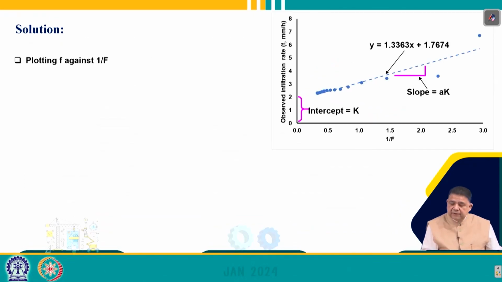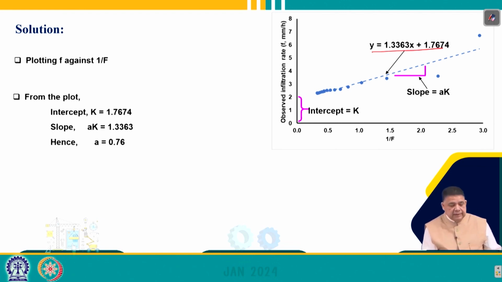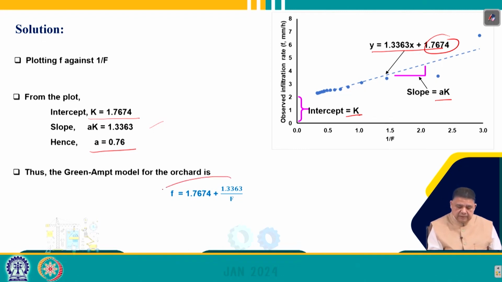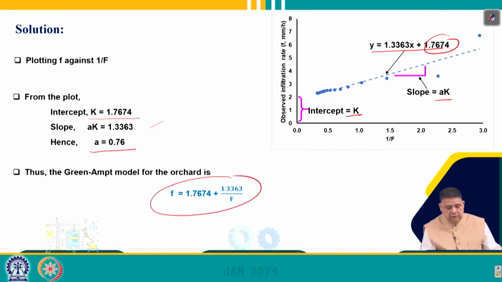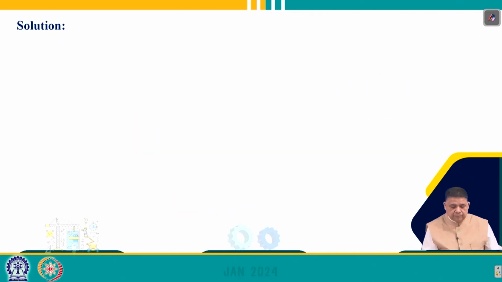So, this is f against 1 by F plot, and from here, as we saw, we fit a straight line which comes out to be here, and then we can find out the values of A and K. So, from the plot, intercept K is 1.7674 and slope AK is 1.3363. So, from here K value is 1.7674 and A value is 0.76. So, the fitted Green-Ampt model for the orchard comes out to be in this form.